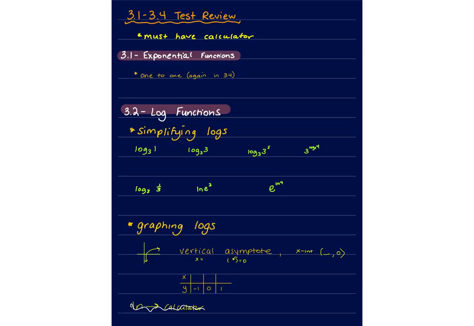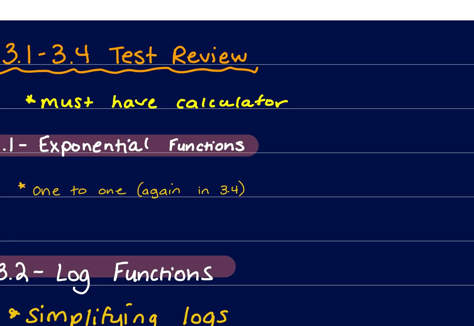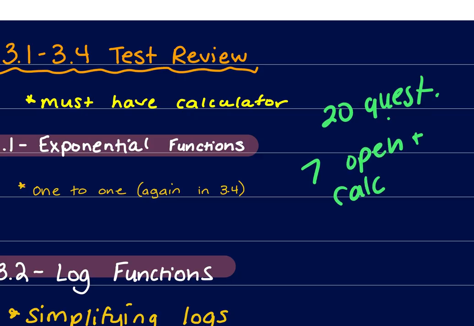So it is a blend of multiple choice. I think it's 7 open-ended. It's 20 questions. I think it's 7 open-ended calculator. And then the other 13 are non-calc and multiple choice.